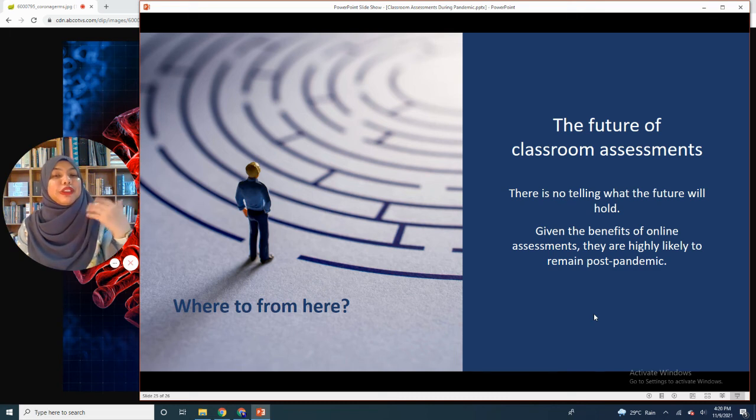Even if schools reopen and we go back to schools, this is the second day that primary schools have reopened and students are going back to school in batches, in groups. But even when schools reopen, some parts of teaching and learning will continue to be carried out online. So if that is the case for teaching and learning, it will also probably be the case for online assessments as well. But of course, this is a very interesting topic for us to debate if we do have the time.